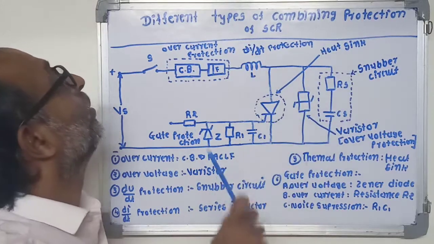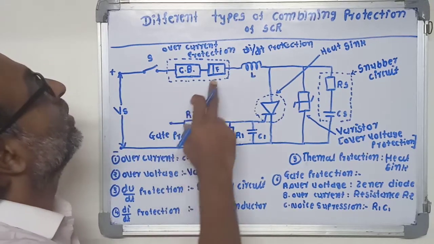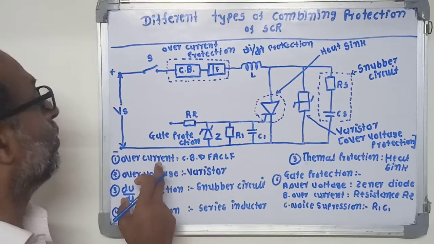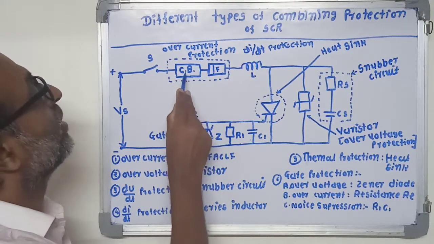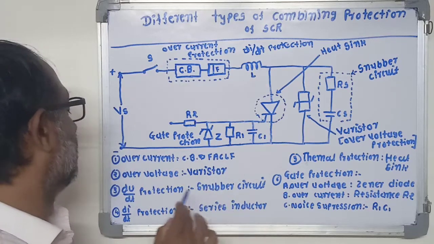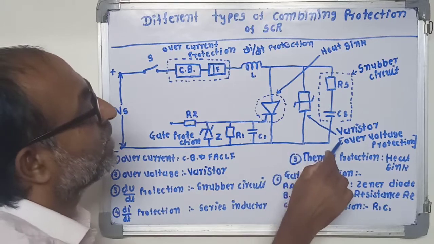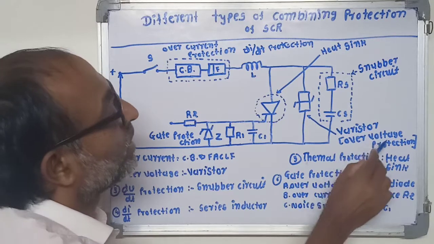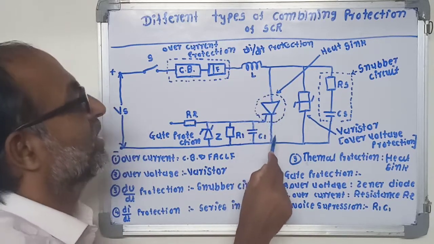Protection circuit of SCR combining different protections. Now this is the combined protection system for the SCR. First, overcurrent protection. For overcurrent protection, a normal circuit breaker and a fast acting current limiting fuse are used. Second, overvoltage protection of the thyristor. A varistor is used to provide protection against overvoltage, which is connected in parallel with the thyristor.